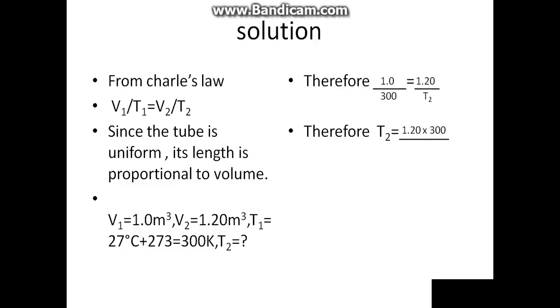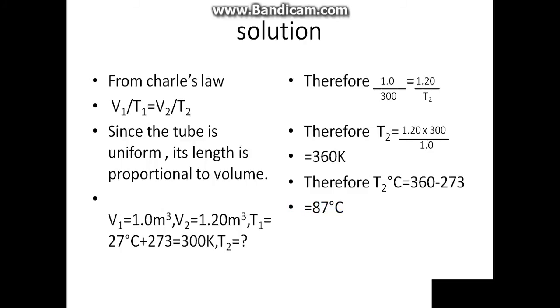Therefore T2 is equal to 1.20 times 300 all over 1.0, which gives us 360 Kelvin. Therefore T2 in degrees is equal to 360 minus 273, which gives us 87 degrees centigrade.